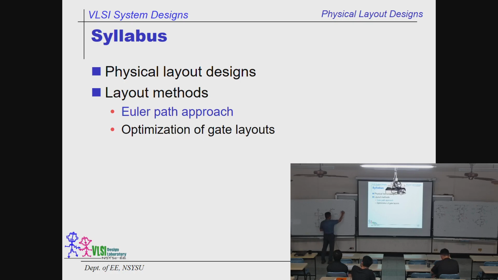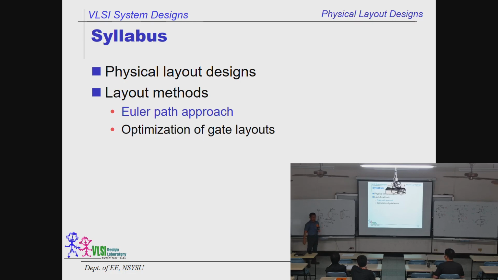And if we have 3, this is a singularity, singular point. Okay, this is another one. We have 2 equal to 2. So as long as the number of odd singularities is no more than 2, then it's doable. It can be done by Euler path. This is the Euler path rule.